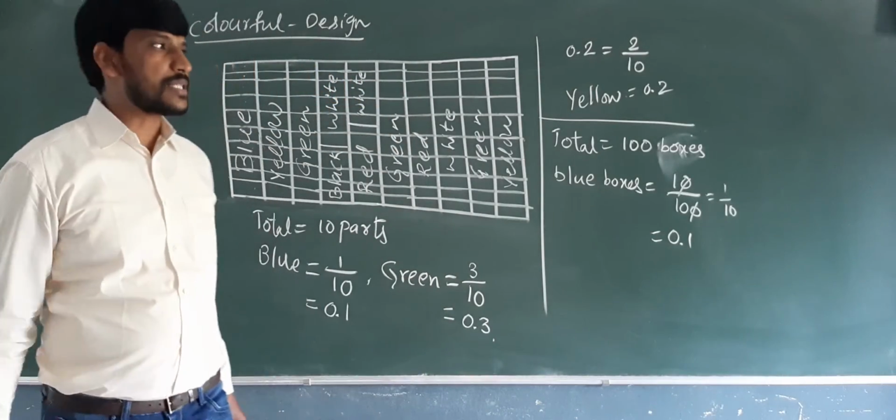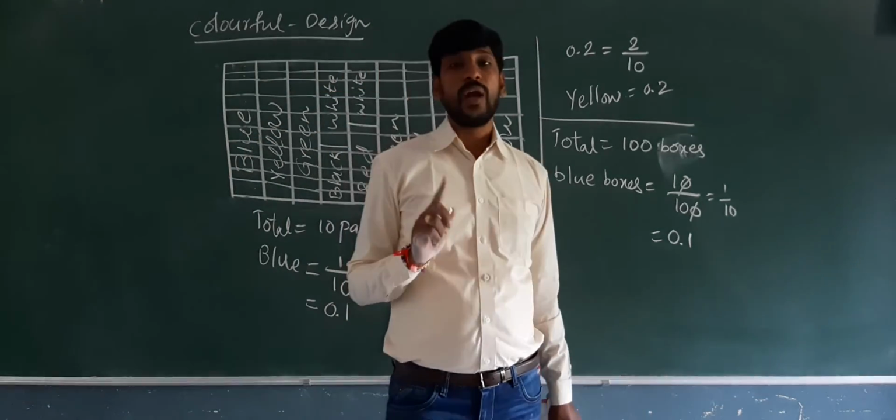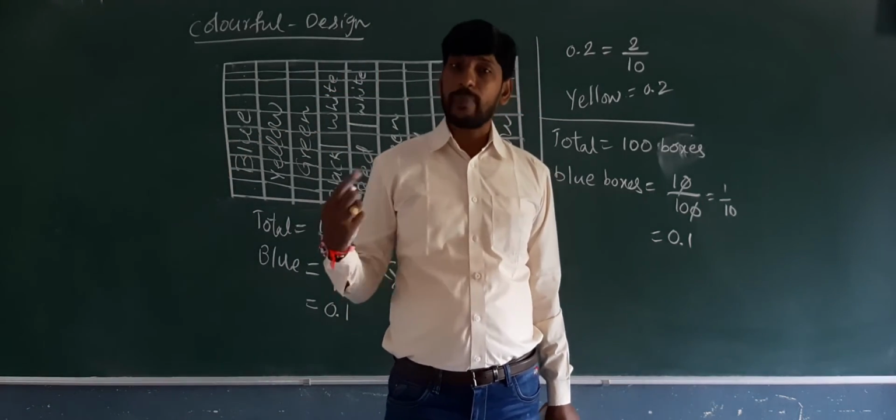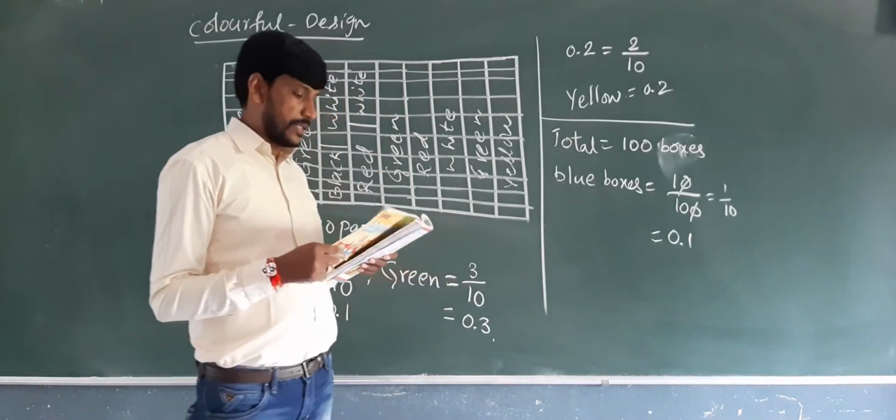Now, can we write 10 pies as 0.1 of a rupee? Yes, because 100 pies is equal to 1 rupee. Therefore, 10 pies is equal to 10 by 100. That is nothing but 0.1 rupee. Yes, we can write it as that.